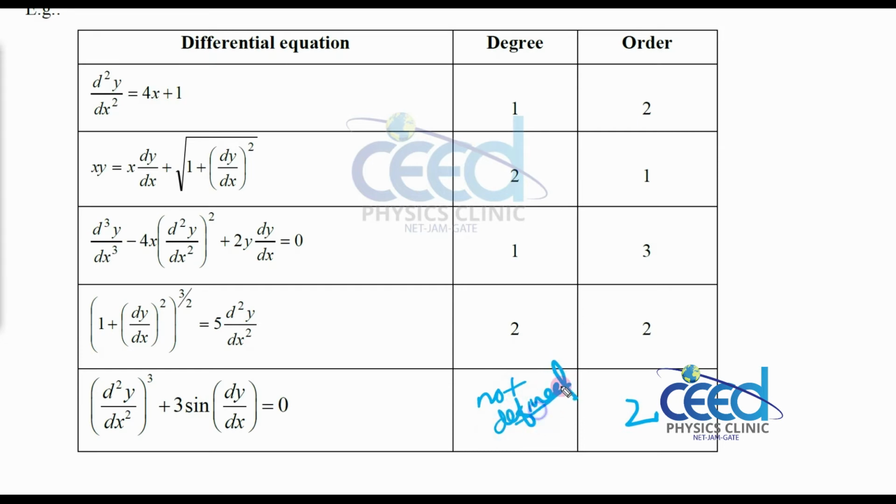Degree is not defined if in any equation the differential appears as the argument of sine, cosine, or any trigonometric function, or of an exponential function, e raised to any function, where the variable exists as a derivative. In such a case, the degree is not defined. So that is what is important. So here the degree is not defined.